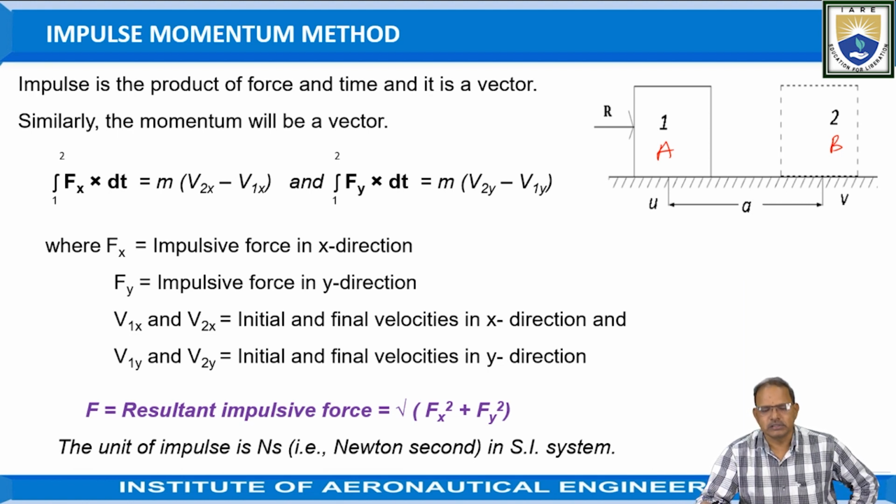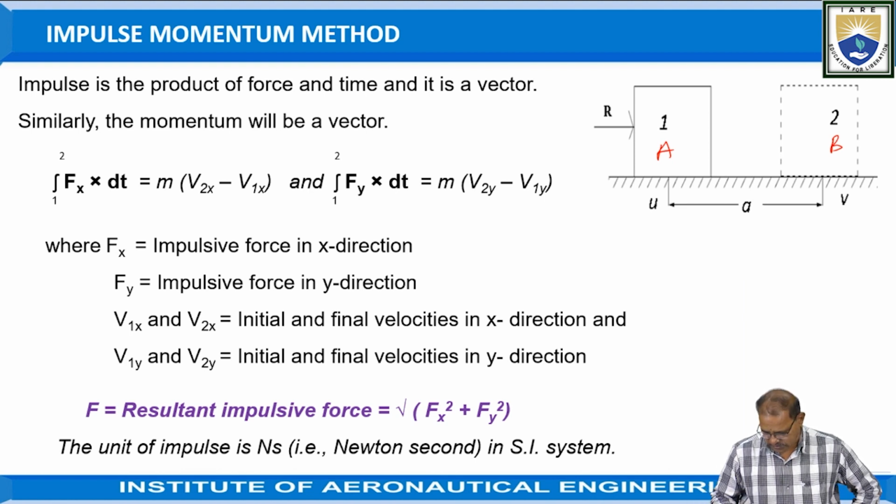Here Fx represents the impulsive force in the x direction, Fy the impulsive force in the y direction, v1x and v2x are the velocities of the body at 1 and 2 along the x direction, and v1y and v2y represent the velocity components at points 1 and 2 in the y direction. F represents the resultant force, which is equal to the square root of Fx squared plus Fy squared. The inclination with which the force is acting or the body is moving is given by tan theta equal to Fy divided by Fx.